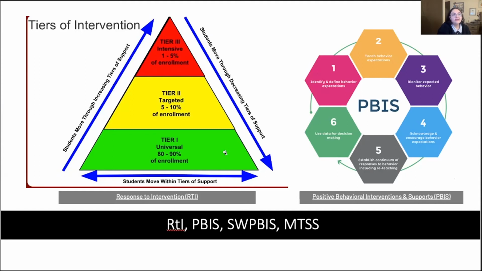Wonderful. If the student is not improving, then we go into tier 3. Tier 3 is much more intensive supports. Tier 3 is not quite bringing in your special educator for full testing just yet.